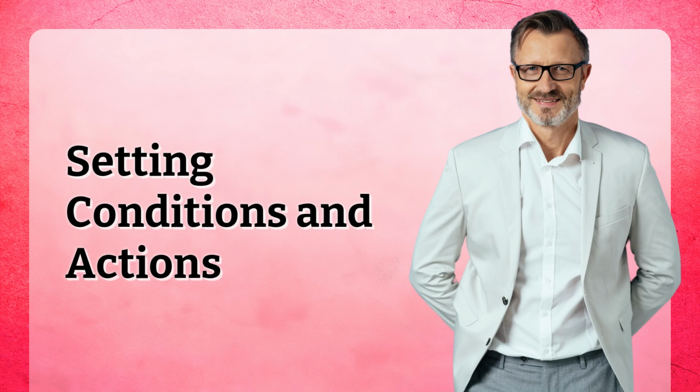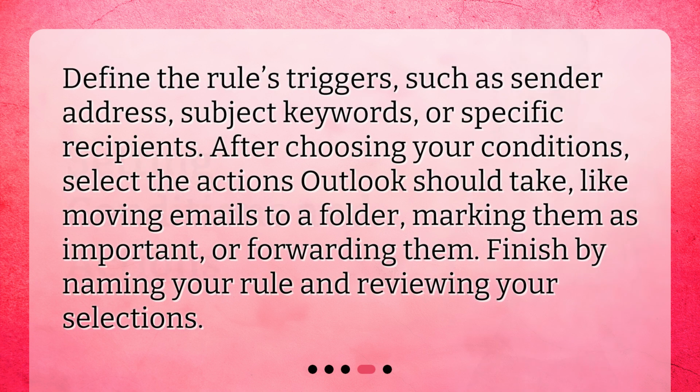Setting conditions and actions. Define the rule's triggers, such as sender address, subject keywords, or specific recipients. After choosing your conditions, select the actions Outlook should take, like moving emails to a folder, marking them as important, or forwarding them. Finish by naming your rule and reviewing your selections.